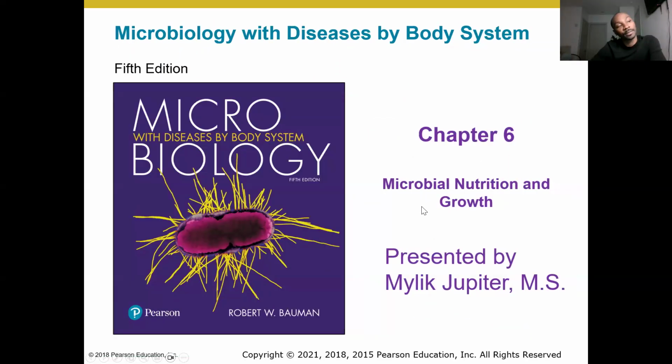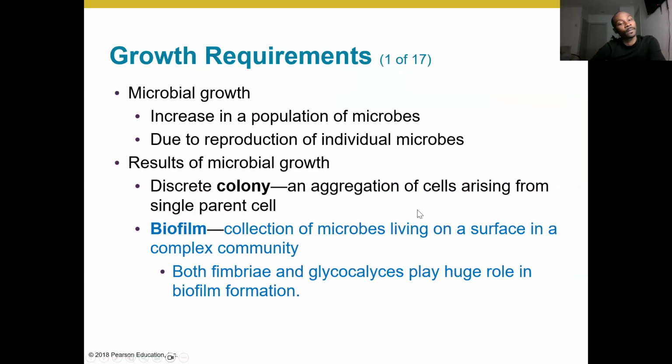In chapter 6, we looked at microbial nutrition and growth. Microbial growth is basically the increase in population of microbes. So it's not their increase in size, but the increase in numbers. And that's going to be due to the reproduction of individual microbes. So we have these discrete colonies, which is simply an aggregation of cells arising from a single parent cell.